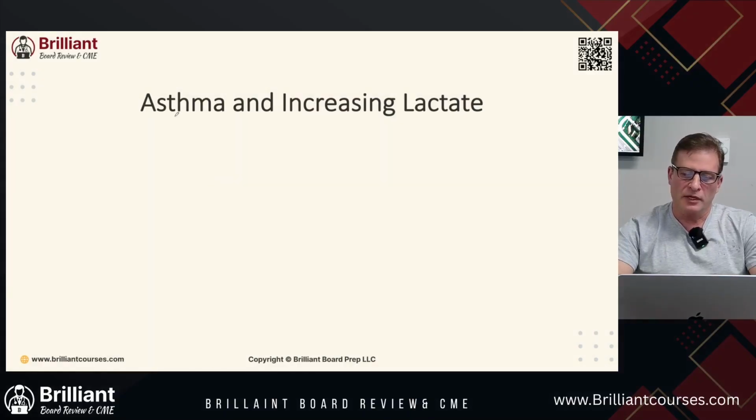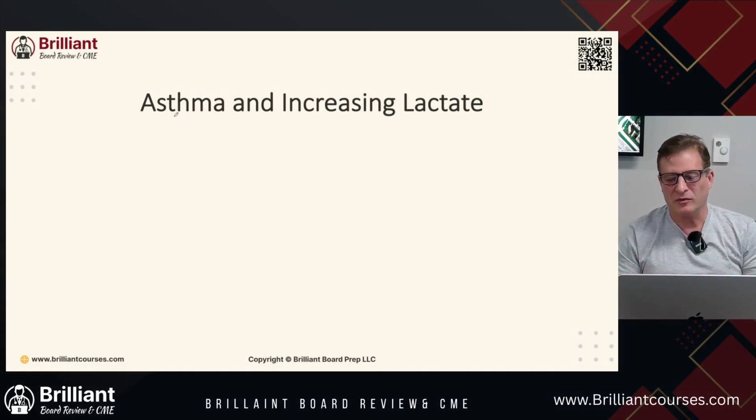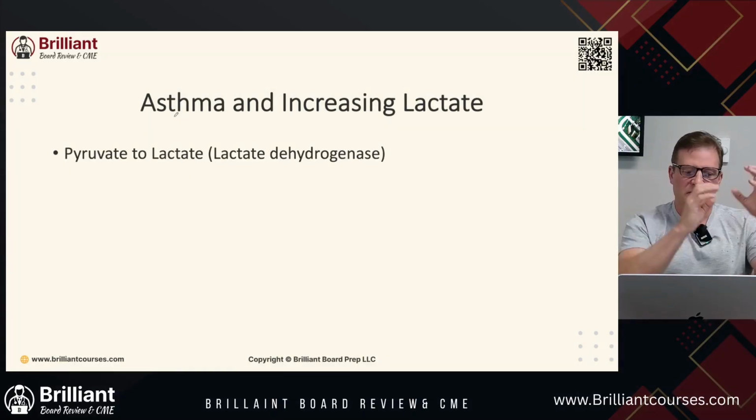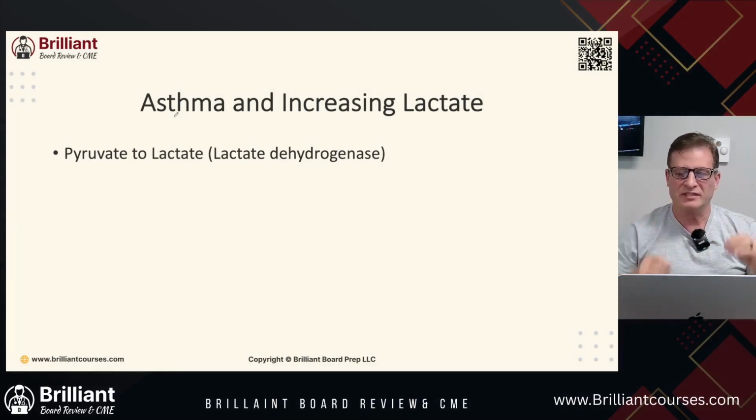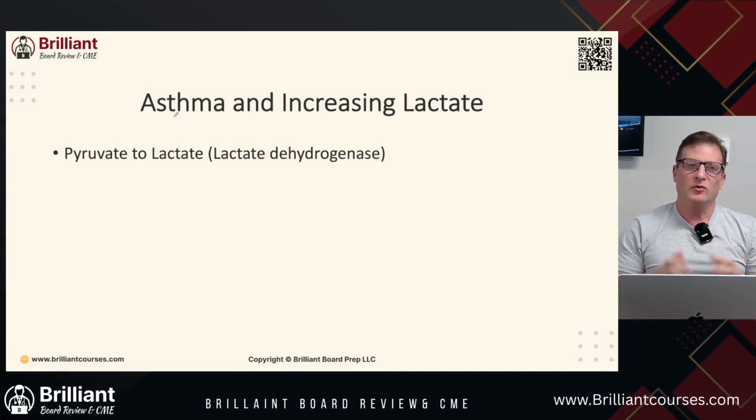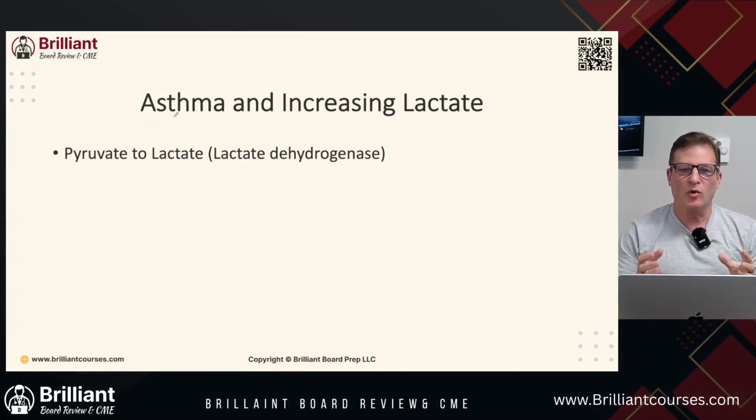All right, so if a patient has asthma, they can have an increasing lactate. Does that mean they have infection? Not always. We've already discussed asthma, and we've already discussed pyruvate to lactate. So from pyruvate to lactate, we have lactate dehydrogenase. Now I know we're kind of conditioned that lactate is horrible and that people are gonna die. Lactate is a fuel that we use in our body.